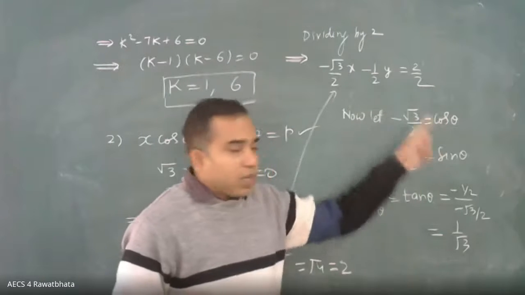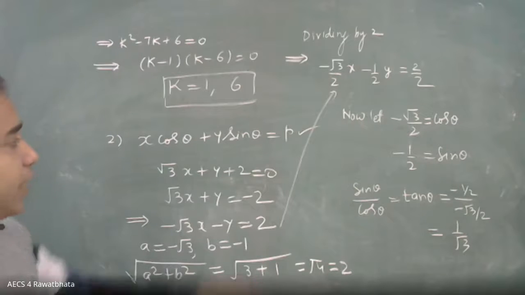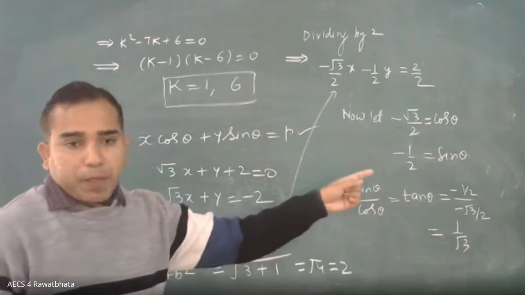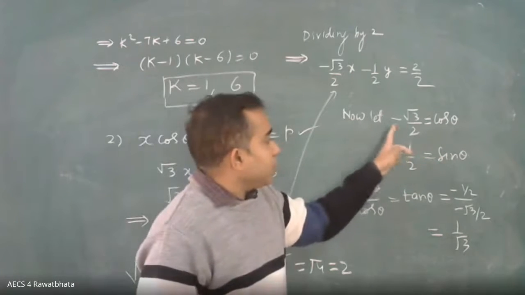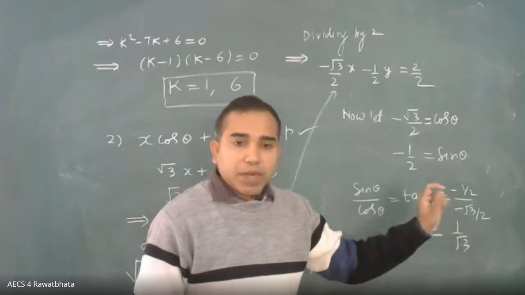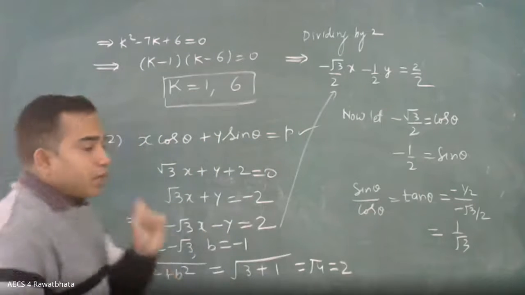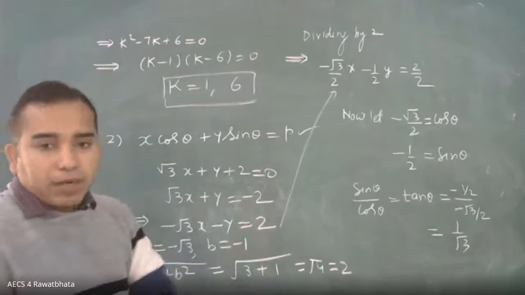Theta should be in which quadrant? Third quadrant. Yes, because your sine and cos both are negative. Are you following? Cos is negative, sine is negative. So you have to examine both sin theta and cos theta; both are negative. This happens only in the third quadrant. So keep in mind that you need your angle in third quadrant.